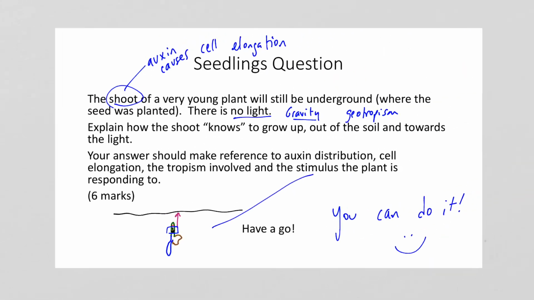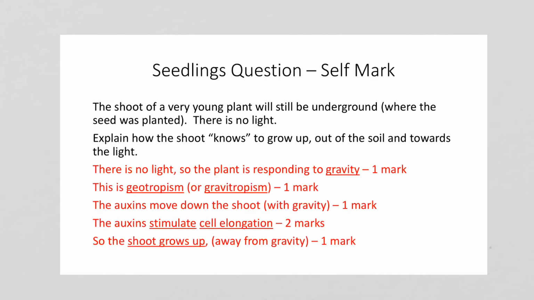So let's see that in words. There's no light, so the plant's responding to gravity. If you use the word gravity, that's 1 mark. This is an example of geotropism, 1 mark for saying that. If you said gravitropism instead, that's fine, that's a mark. The auxins are going to move down the shoot with gravity, which is 1 mark. The auxins are going to stimulate, 1 mark, cell elongation, 2nd mark. So the shoot is going to grow up away from the gravity. There's your 6th mark. A question's not going to get harder than that on an exam.